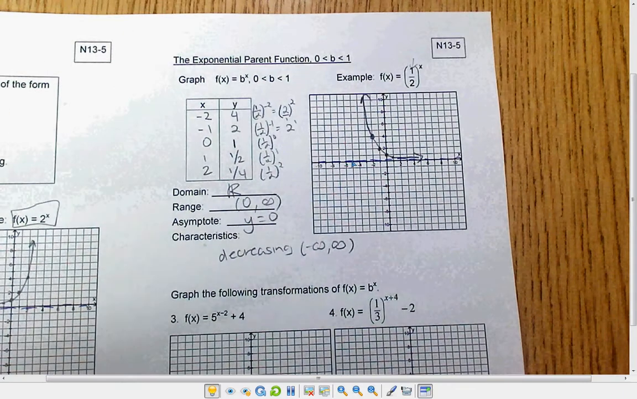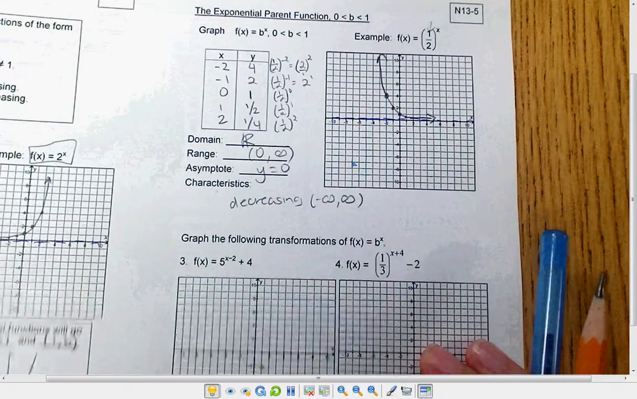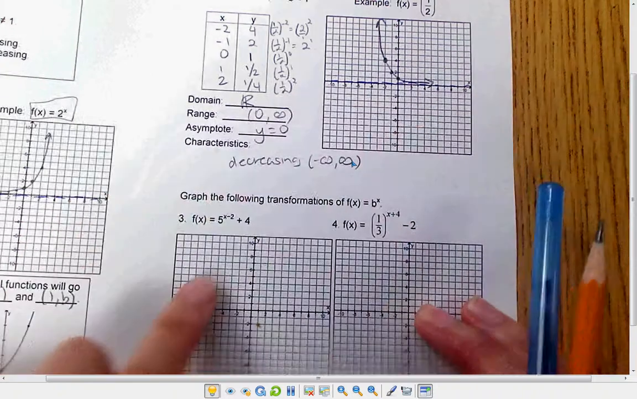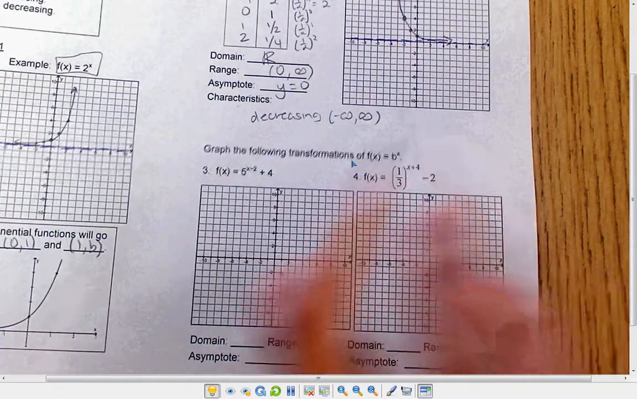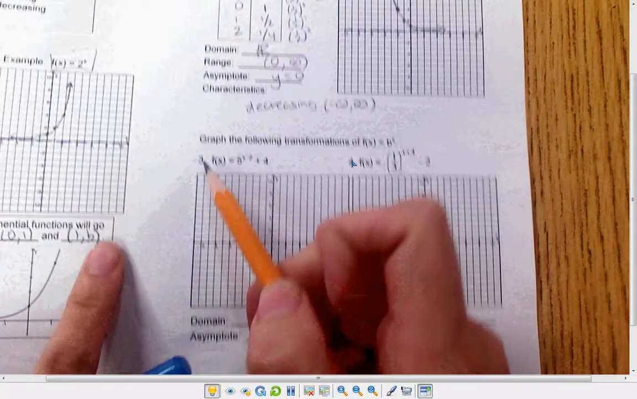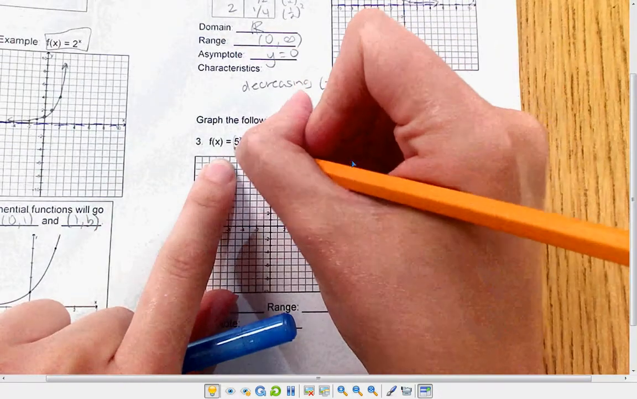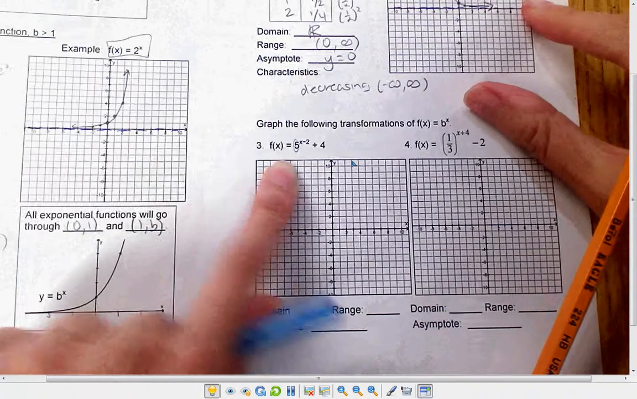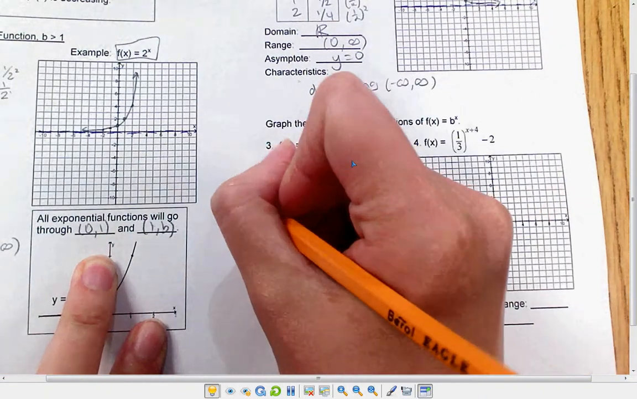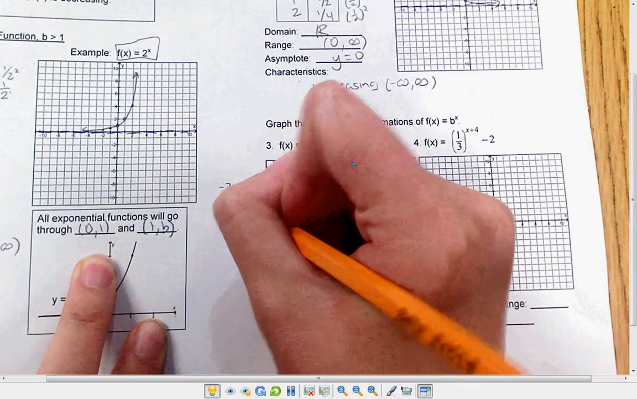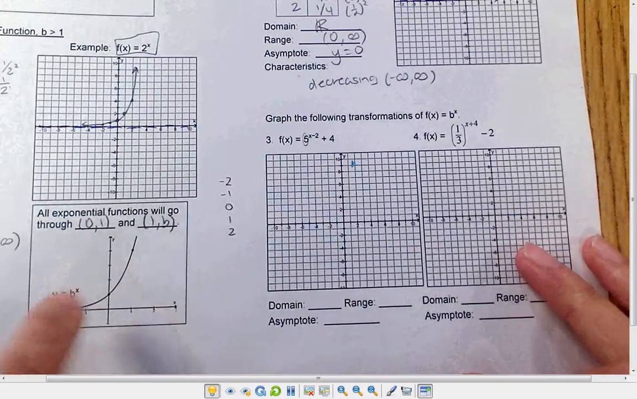Okay, let's take a look at some graphs now. So we're going to use our parent function and the transformations from before to graph some functions. So let's start off with number 3. For this one, our base here is 5. So unlike what we just did where we had a base of 2, this is now 5. So let's use this to plot our parent function points. So negative 2, negative 1, 0, 1, 2.